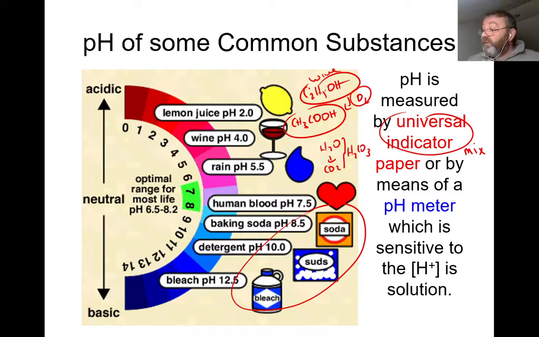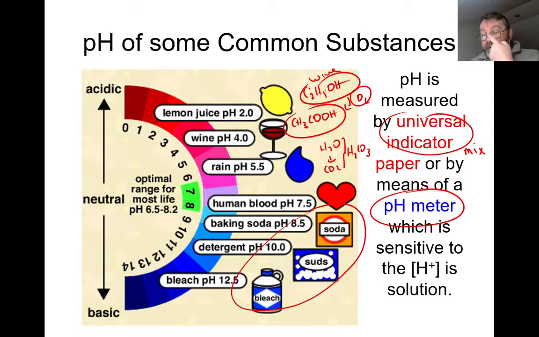We add the universal indicator into the substance, we hold it up to the paper, and we simply read off the pH. It's a fairly easy thing to use. Or nowadays, if you haven't got universal indicator or universal indicator paper, you may use a pH meter, which is nothing more than a probe that you stick into the liquid and you read the pH from the top, okay? So it makes life a little bit easier for us.